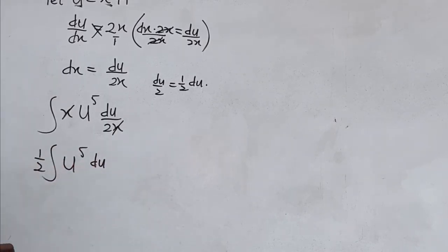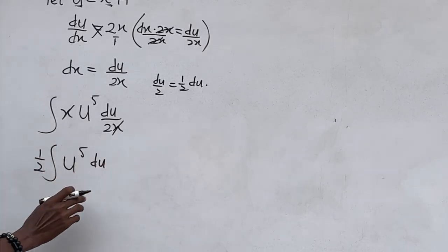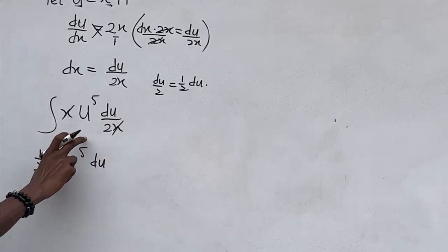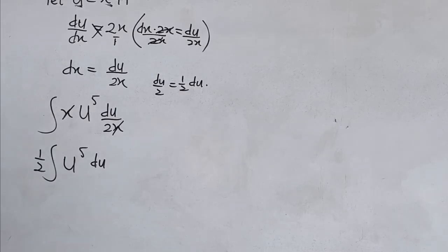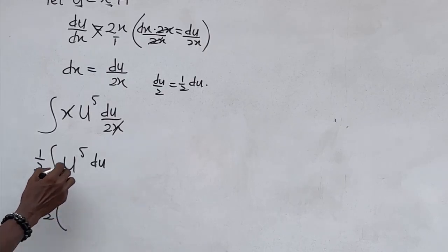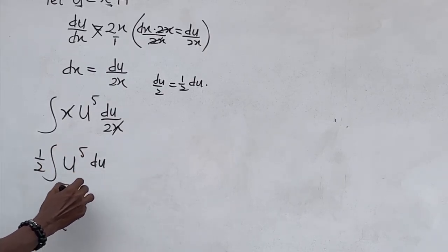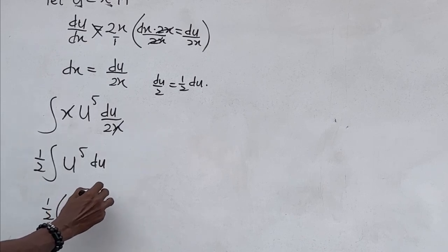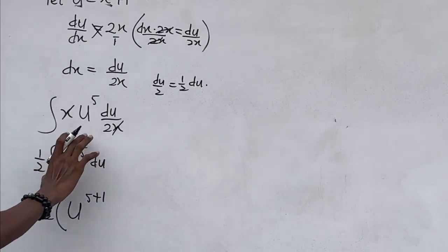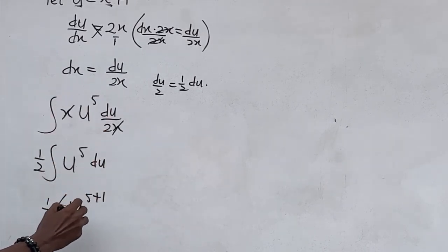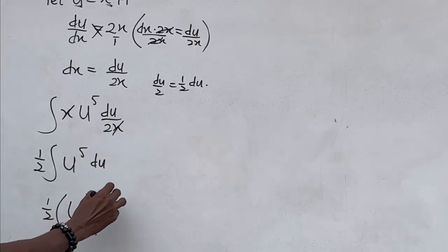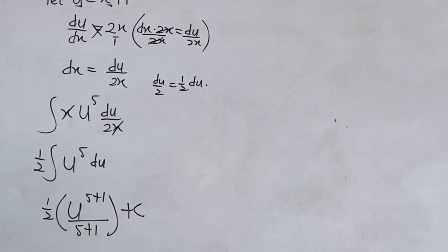So what we now have is the integral of u to the 5 du. So we're integrating u to the 5 with respect to u. Okay, so if we integrate this, it's going to give us half multiplied by u to the power 5 plus 1. Remember, when integrating polynomials, you add 1 to the power, then you divide by the new power, which is 5 plus 1. Yes, plus c.